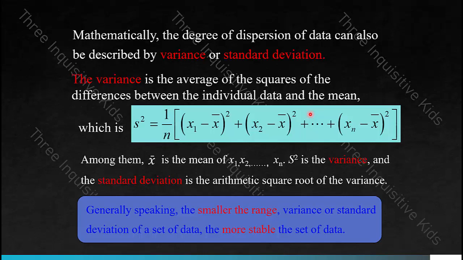Among them, this x with the line over it is the mean of this data set, x1, x2, all the way to xn. S squared is the variance, and the standard deviation is the arithmetic square root of the variance. So the standard deviation would be S. Generally speaking, the smaller the range, variance, or standard deviation of a set of data, the more stable and consistent the set of data is.